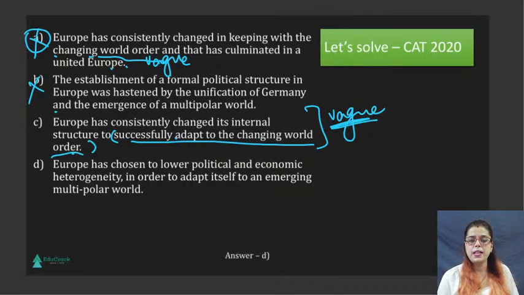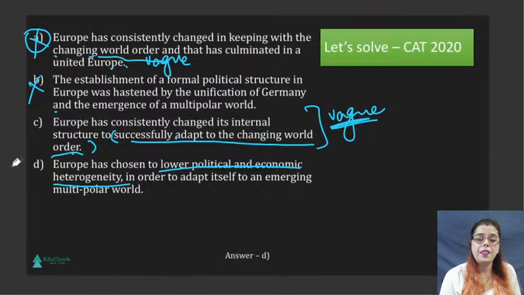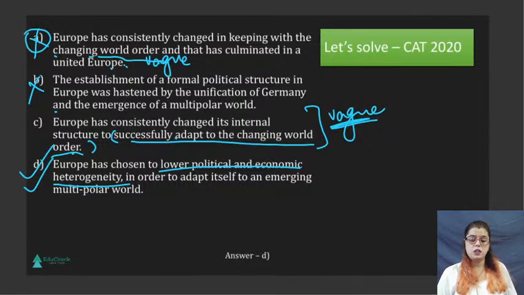What are the crucial points? That Europe has chosen to lower political and economic heterogeneity. They are changing the political scenario. Lower economic heterogeneity. Heterogeneity means differences. How are they lowering economic heterogeneity? By the introduction of the euro. Why is Europe doing that? In order to adapt itself to an emerging multipolar world. And this actually captures the essence of the passage, right?